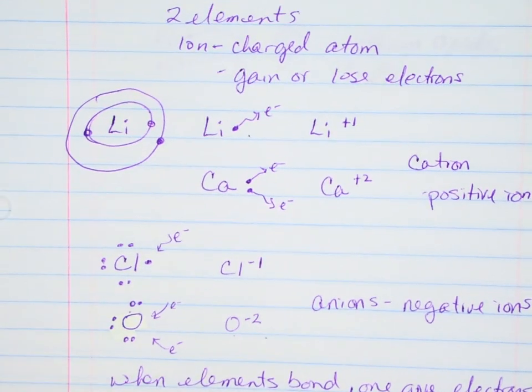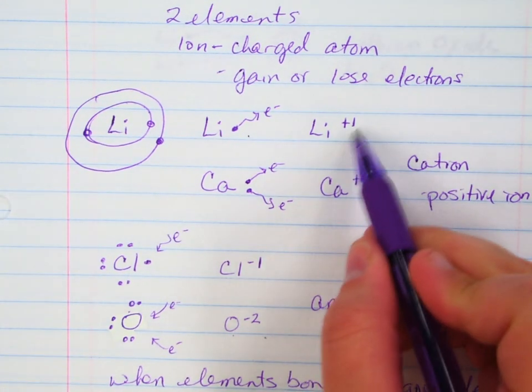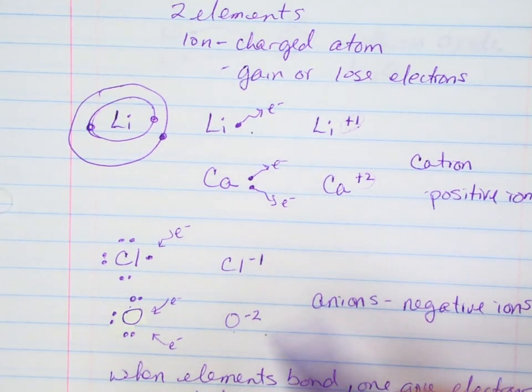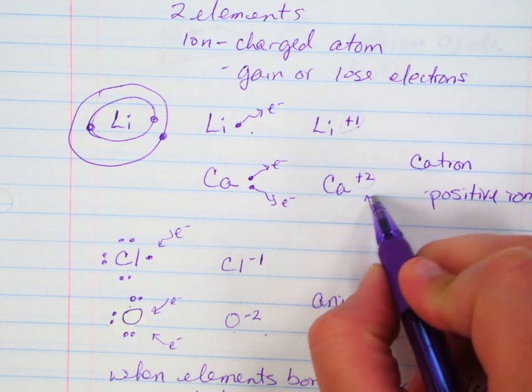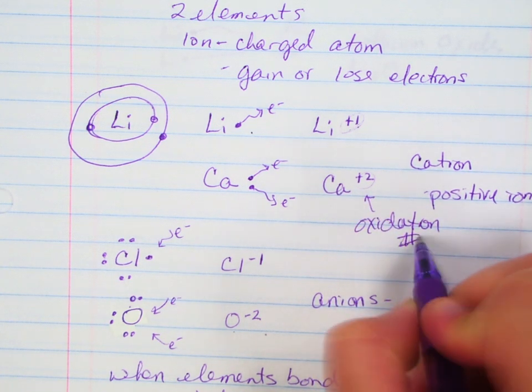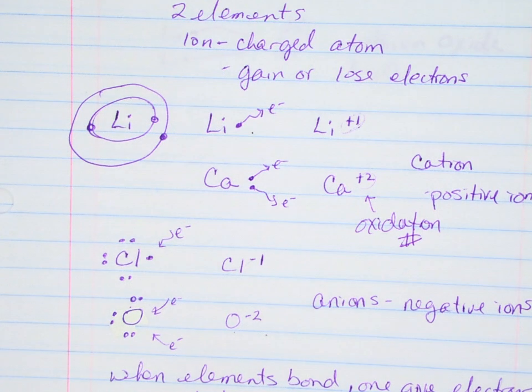So the oxidation number, let's go back to the oxidation number. Let's look here, this is in the front page. +1 is an oxidation number. +2 is an oxidation number. -1, -2. So that right there is the oxidation number. How many electrons does it want to gain or lose?